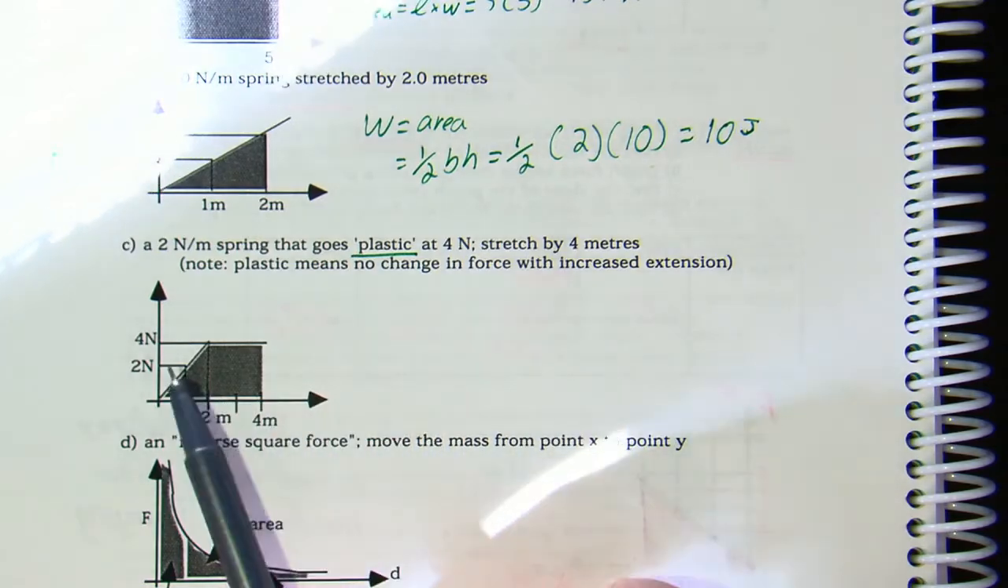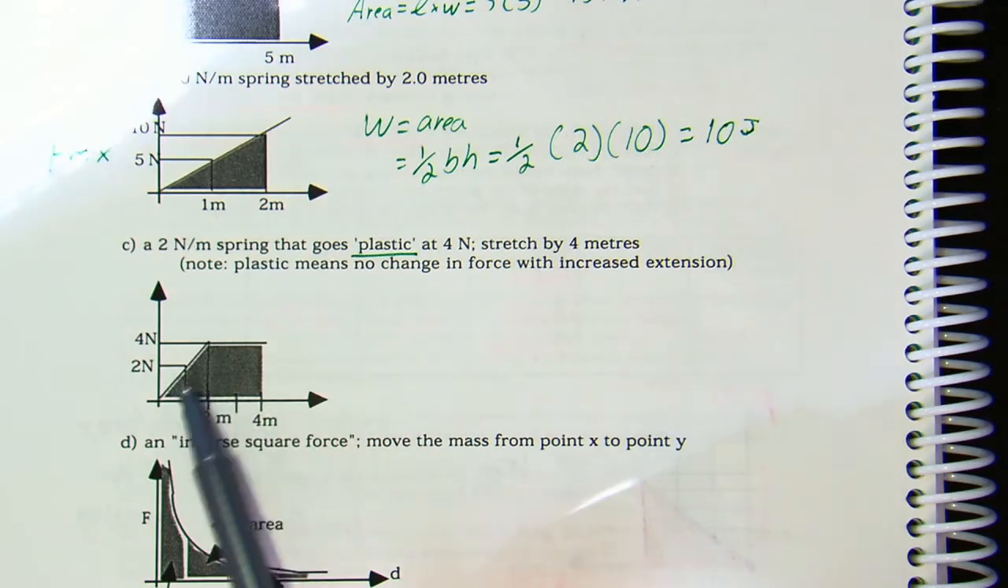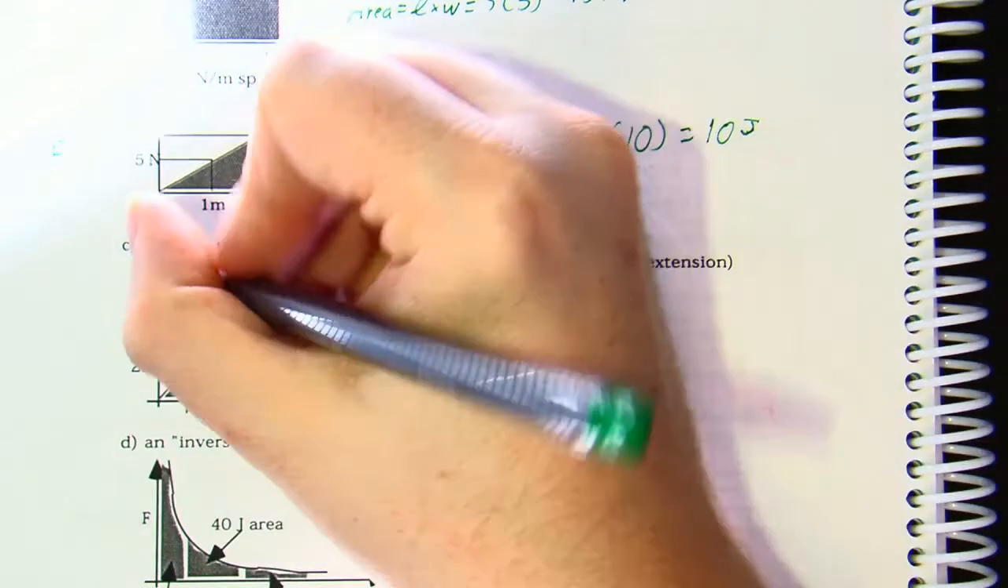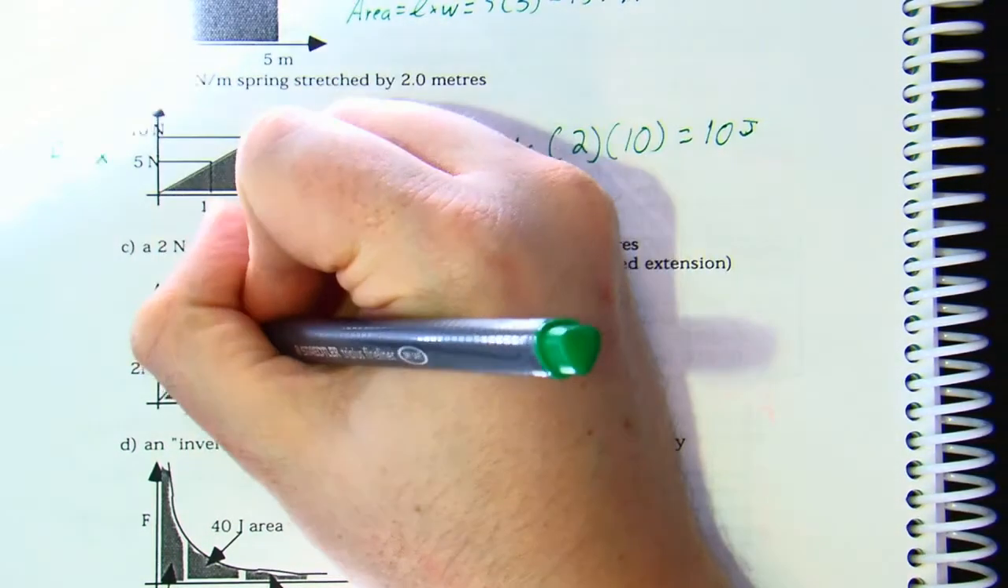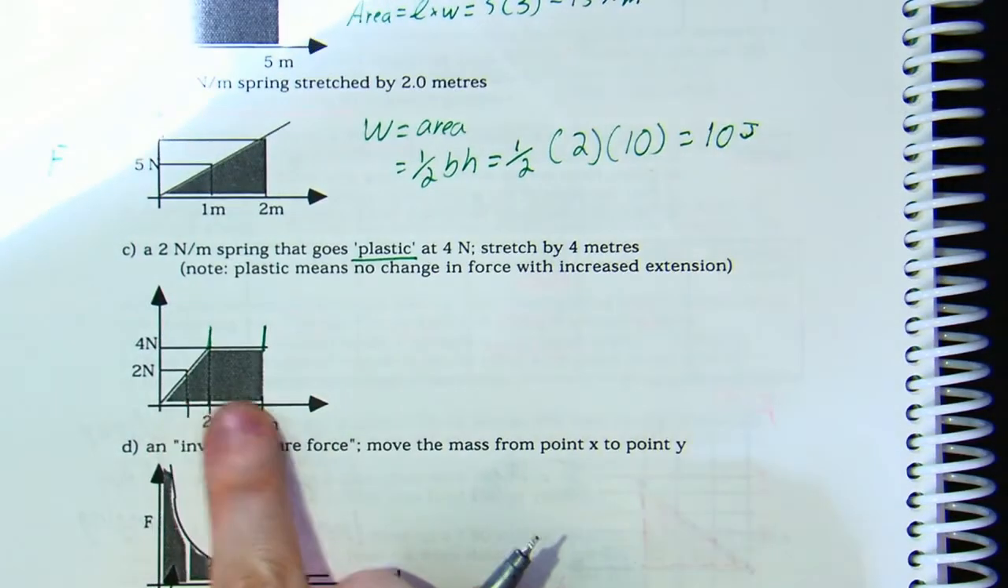So because we've got an increasing force here, we can't just take work equals force times distance. What we're going to have to do is take the area. But what we've got here is a composite shape that you would have looked at in middle school. We've got a triangle, we've got a square.